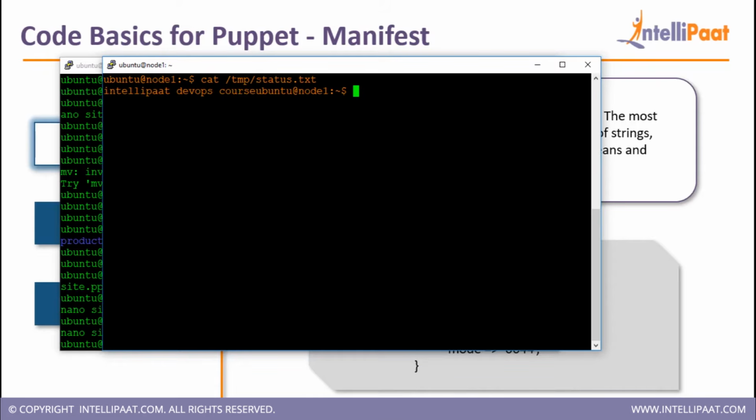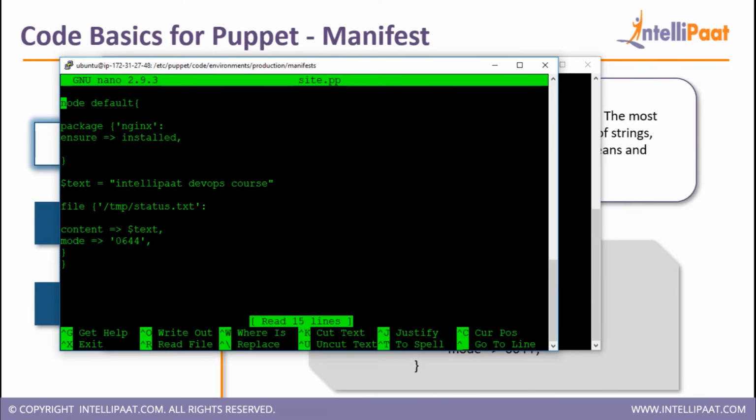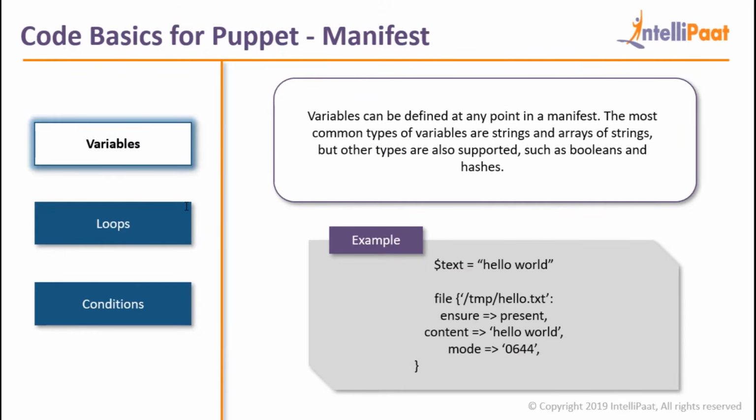As you can see, the text has changed to Intellipaat DevOps course, and this value was taken from the variable. As you can clearly see, I defined the text inside the variable, and that variable was called over here, and this content was added to status.txt, and this is exactly what we wanted. Awesome. So you have seen how variables work, but now let's make it a little more interesting.